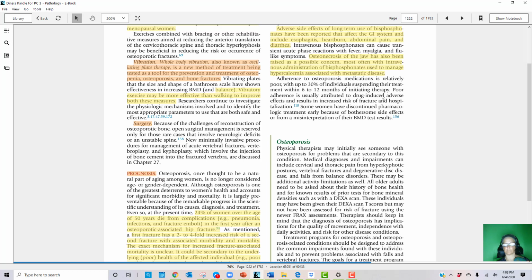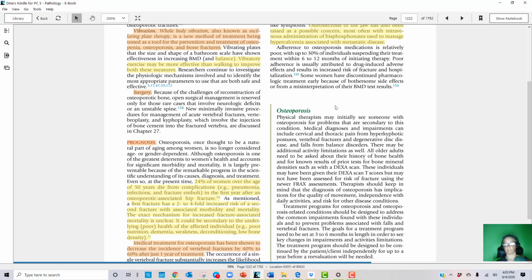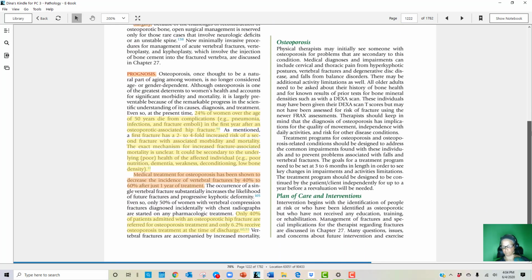Adherence to osteoporosis medications is relatively poor, with up to 30% of individuals suspending their treatment within 6 to 12 months of initiating therapy. Poor adherence is usually attributed to drug-induced adverse effects and results in increased risk of fracture and hospitalization. Some women have discontinued pharmacologic treatment early because of bothersome side effects or from a misinterpretation of their BMD test results. Special implications for the therapist.